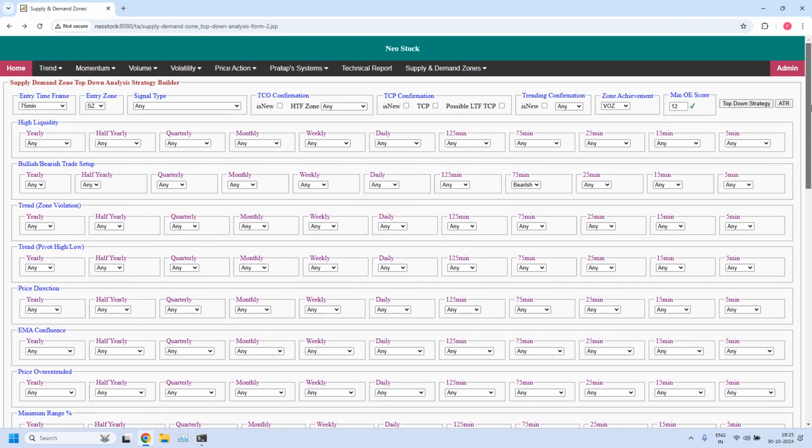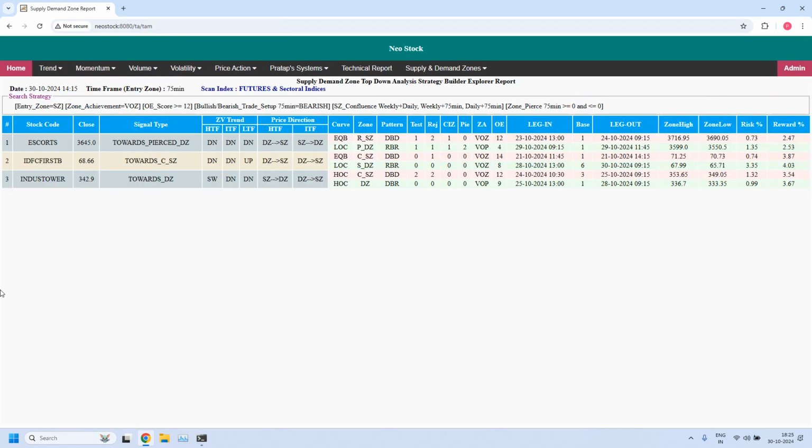With all the 3 filters, LTF, ITF, HTF supply zone confluence, we got 3 stocks. In all the 3 stocks, the 75 minute supply zone is part of the daily supply zone. Both together are again part of the weekly supply zone. That means everything is part of the weekly zone. And the weekly trend is down for the first 2 stocks. If in these 2 stocks there is any weekly EMA confluence, it is an even more high probability setup.